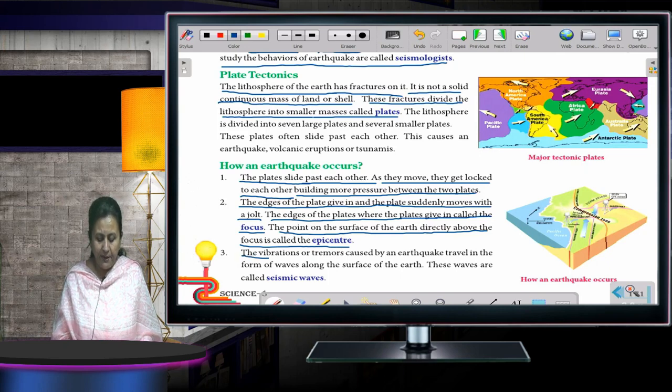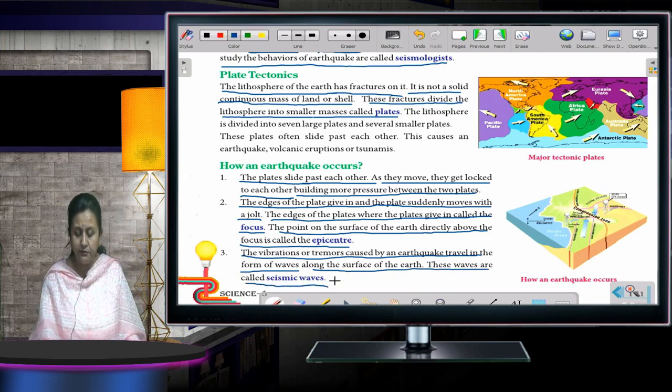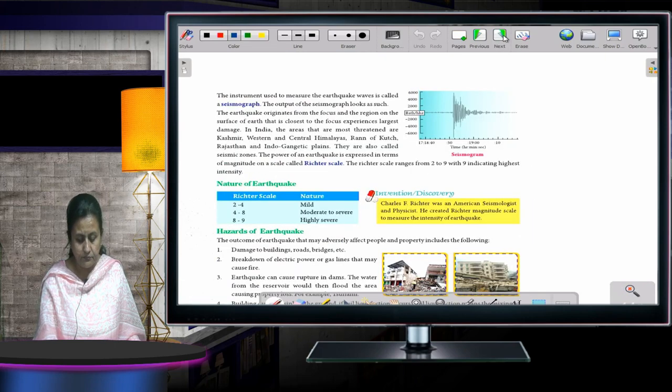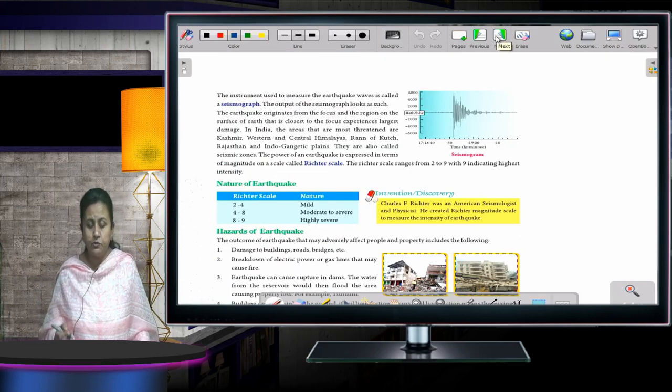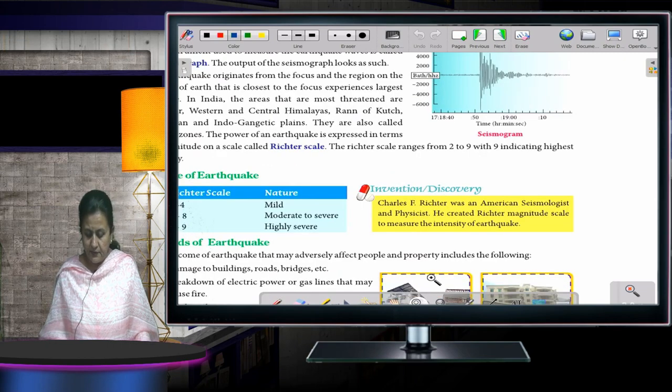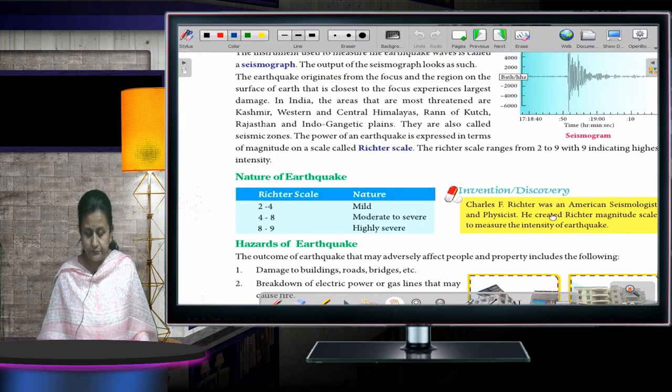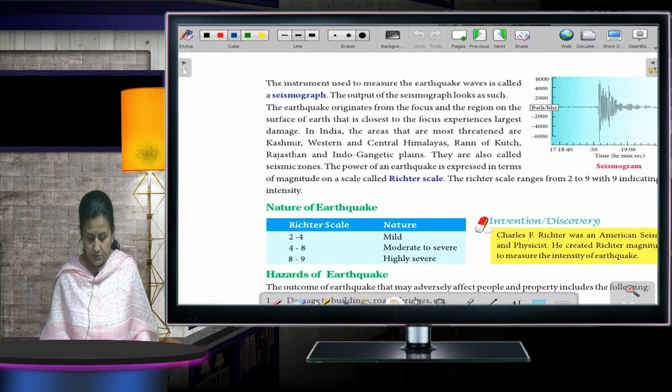The vibrations or tremors caused by an earthquake travel in the form of waves along the surface of the earth, and these waves are called seismic waves. Fine, children? Now I will tell you about the instrument which we use to measure this. That is called a seismograph. The instrument used to measure the earthquake wave is called a seismograph.